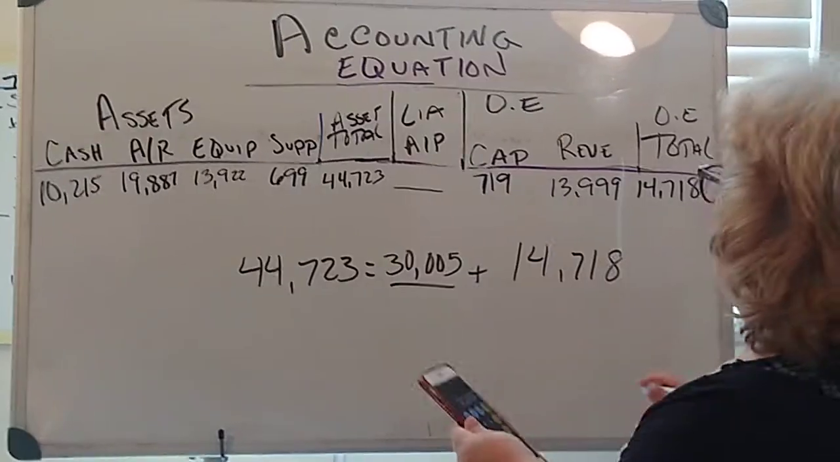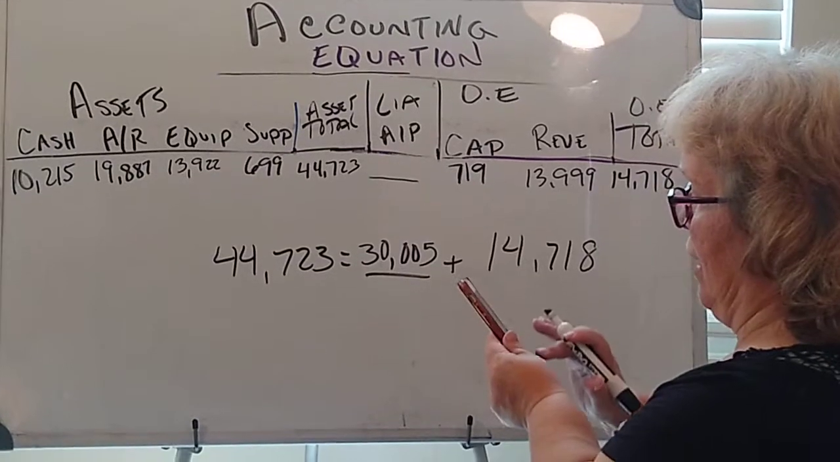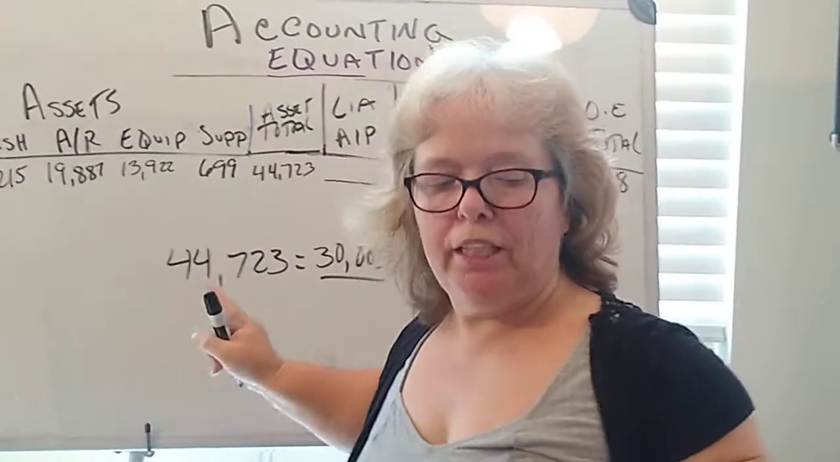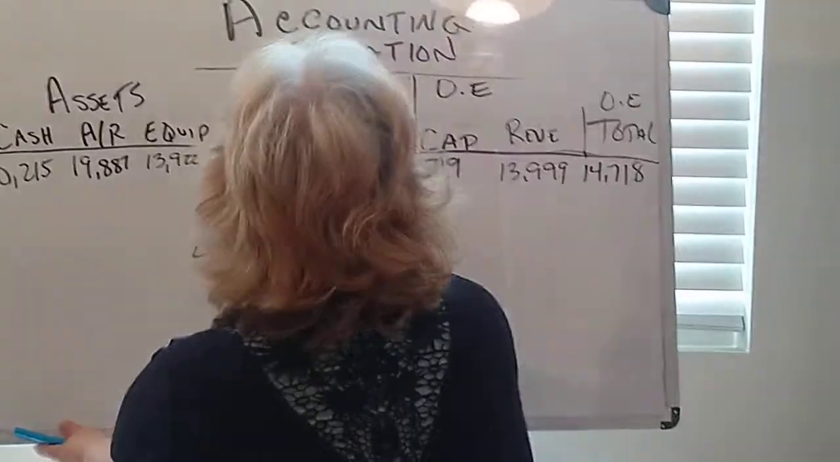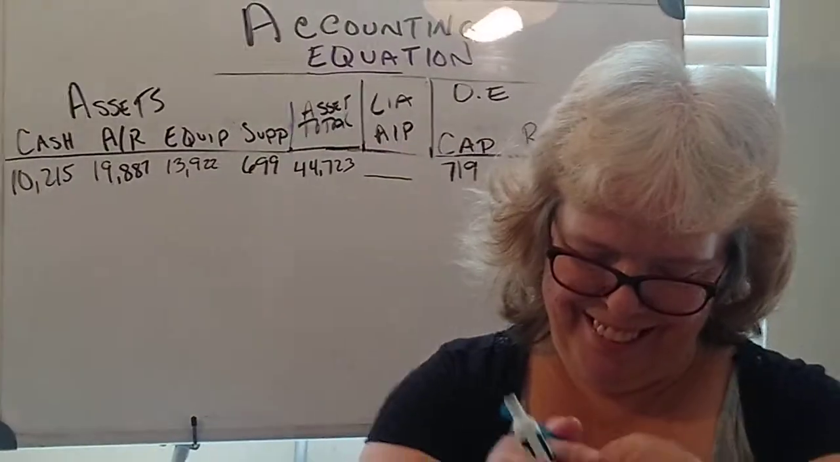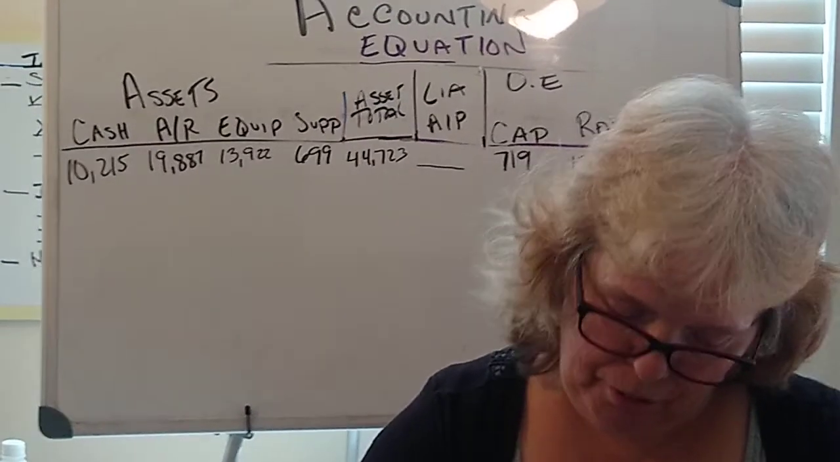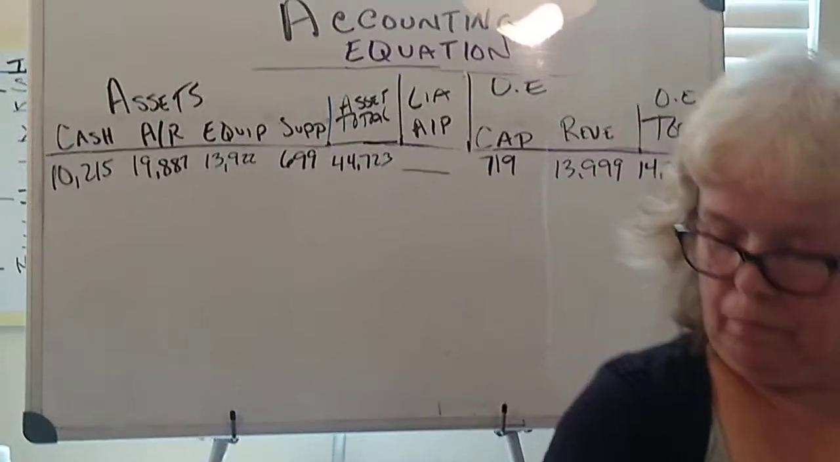30,005 plus 14,718 equals 44,723. So it's correct. Okay. All right, one more. That is correct. Always blot out your lines so you don't end up double posting. All right.